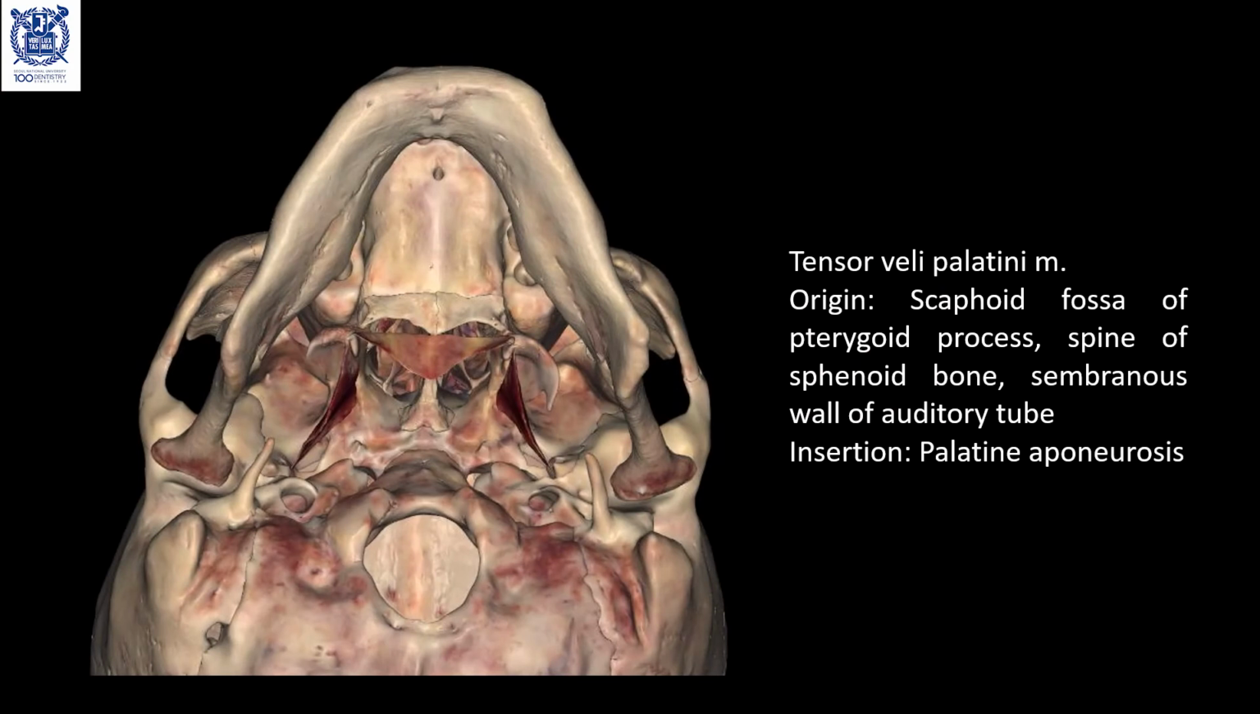Tensor Palatini muscle. This muscle can be called the tensor veli palatini, or tensor muscle of the velum palatinum. It is a broad, thin, ribbon-like muscle in the head that tenses the soft palate. This muscle is found anterior and lateral to the Levator Palatini muscle. It arises by a flat lamella from the scaphoid fossa at the base of the medial pterygoid plate, from the spina angularis of the sphenoid, and from the lateral wall of the cartilage of the auditory tube.